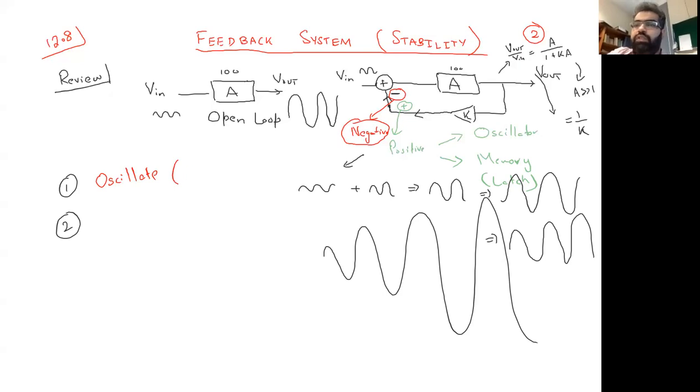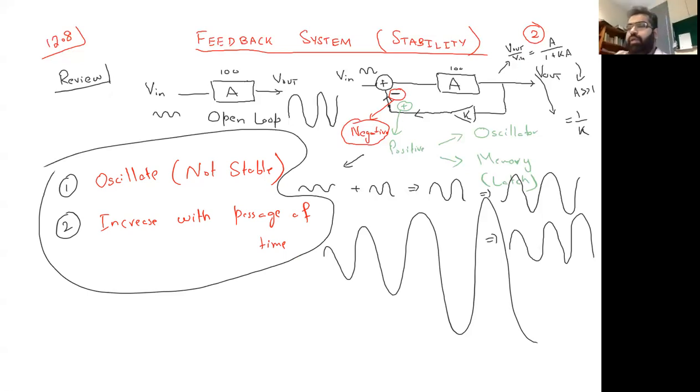also not stable for us. So keep this thing in mind. Oscillation for our design is also not stable. And the other thing is increase with the passage of time, because oscillation is not increasing with passage of time. It's still remaining stable, but that's what we don't want. Increase with passage of time. So both are the things we don't want in our negative feedback system. And that's what we say. We don't want these two conditions to happen to our systems.